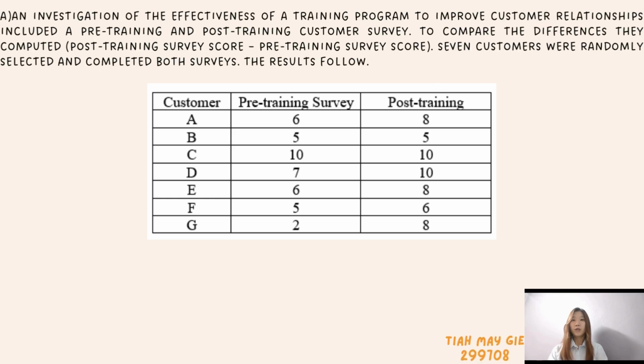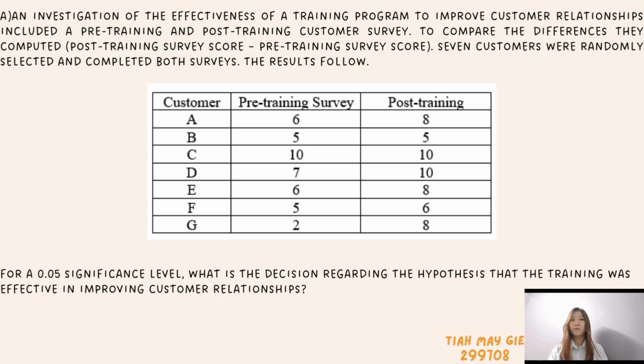Question 3A. An investigation of the effectiveness of the training program to improve customer relationship includes a pre-training and post-training customer survey to compare the difference. They compute the post-training survey score minus the pre-training survey score. 7 customers were randomly selected and completed both surveys. The result we can see from the table below.